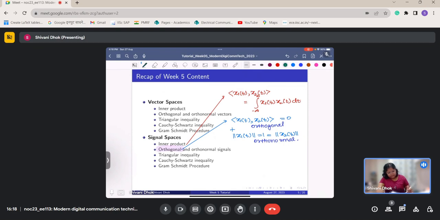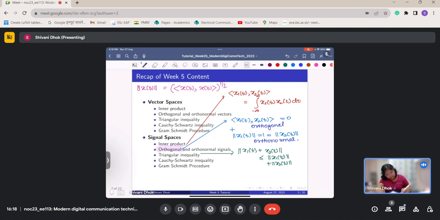Similar to vectors, we have the triangular inequality here as well. The triangular inequality says that if I take the norm of x1(t) plus x2(t), then this is less than or equal to norm of x1(t) plus norm of x2(t). And what do you mean by norm here? The norm of any signal x(t) is simply the inner product of x(t) with itself raised to the power 1 by 2, that is, the square root of it.